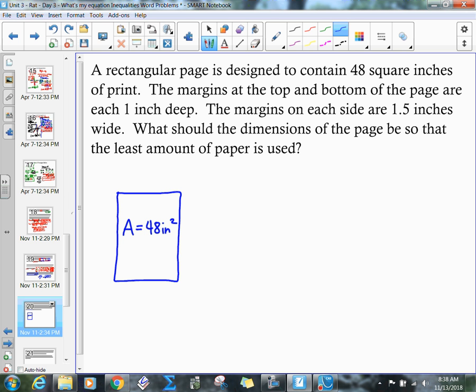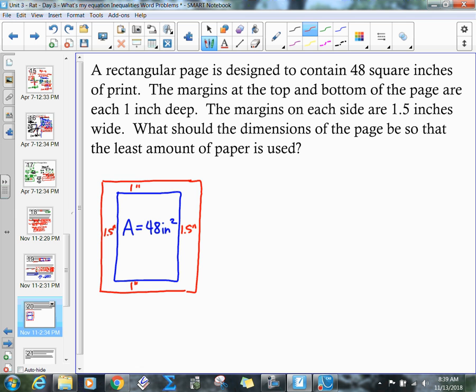The margins at the top and the bottom of the page are each 1 inch deep. So top and bottom margins, that's 1 inch. And down here, that is 1 inch. The margins on the sides are 1.5 inches. Okay, so this is 1.5 inches. And over here, this is 1.5 inches.